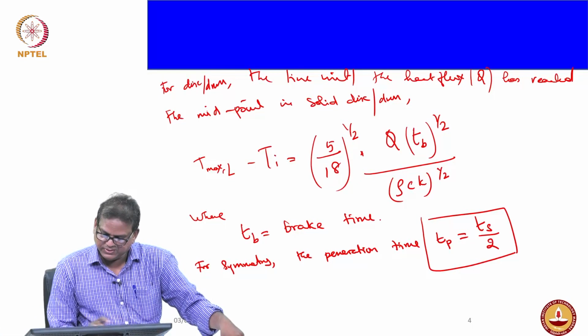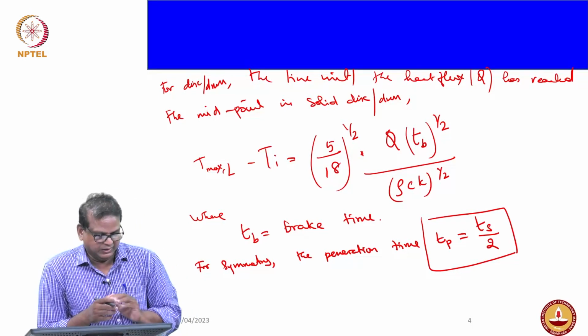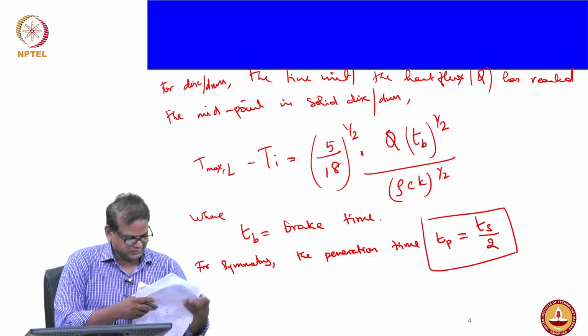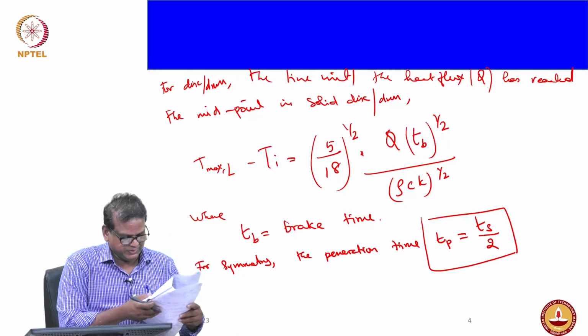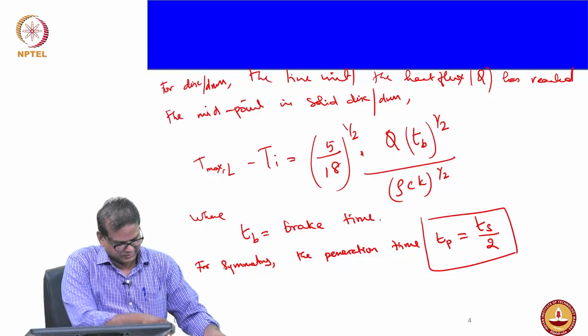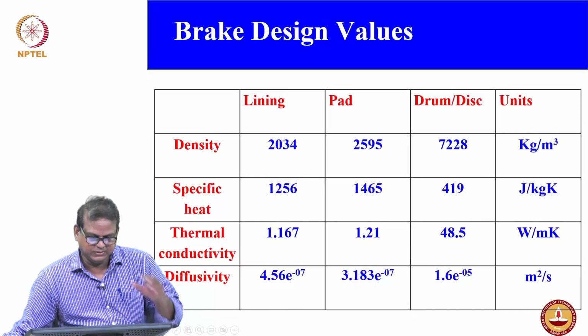Okay. So this is the equation for a single stop braking aspect. Now we will move on to repeated braking. So what do we understand by repeated braking, right?